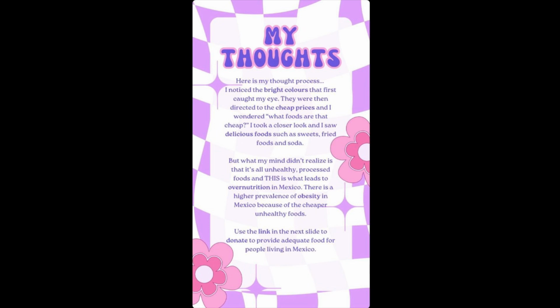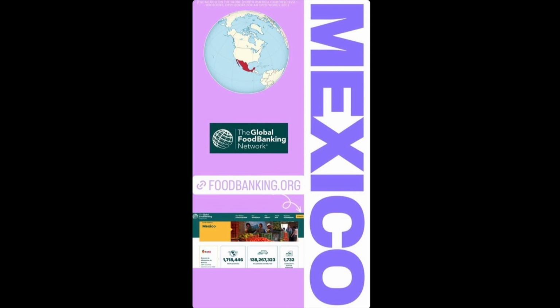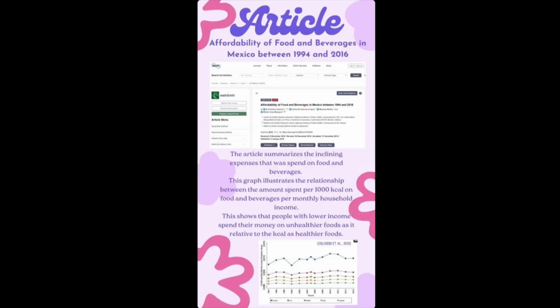I found this information pretty useful to see what my audience notices first. Just like me, half of them noticed the bright colors. I followed by explaining my thought process. Since we were talking about unhealthy foods in Mexico, I included the site The Global Food Banking Network. This agency provided 1.7 million people living in Mexico with proper food. To prevent obesity, people need to have the proper dietary intake to prevent spending on unhealthy foods.